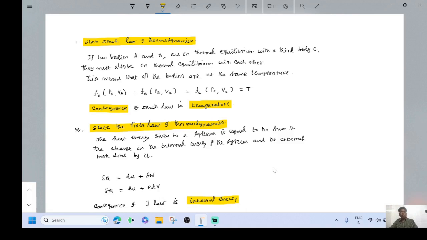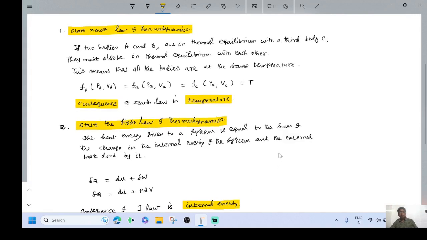State zeroth law of thermodynamics. If bodies A and B are in thermal equilibrium with the third body C, then they are in thermal equilibrium with each other. A and B are separately in thermal equilibrium with C. Then the three are in thermal equilibrium with each other. The consequence of zeroth law is temperature.